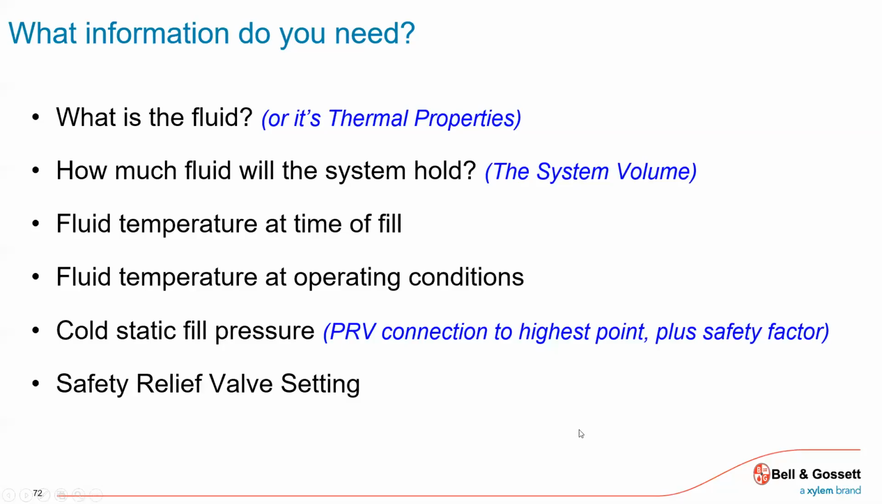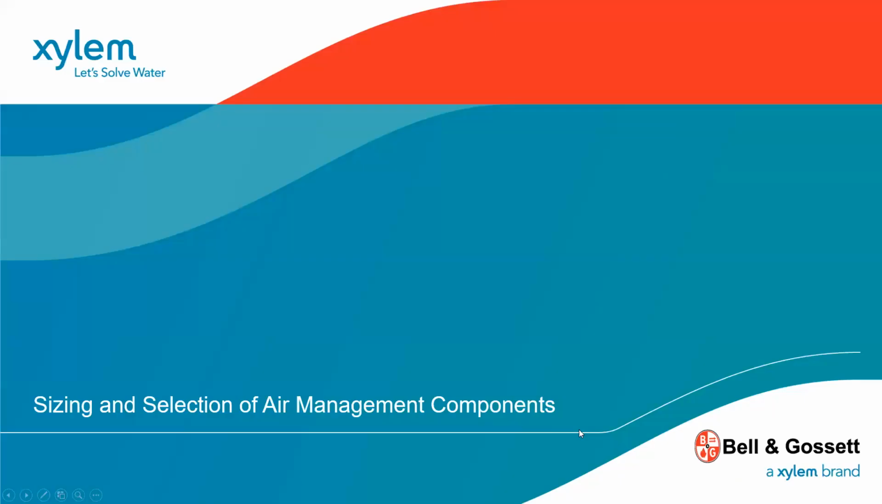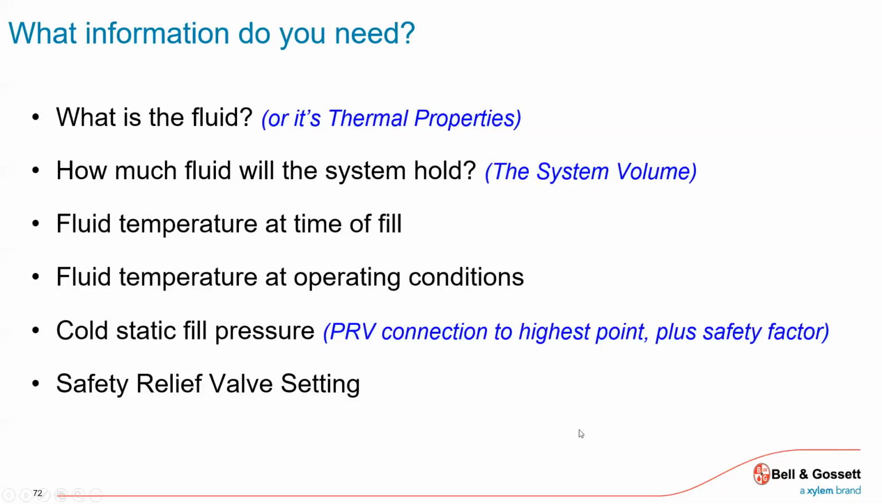So, sizing and selection of the expansion tanks. What do you need? What's the fluid? Typically it's going to be water, might be water and glycol, especially chilled water or whatever the applications might be, using some type of ethylene or propylene glycol. This is a very important factor. What's the system volume? That's a very important number because that's going to impact the expansion of that volume. If it's 10,000 gallons or 5,000, there's a big difference.